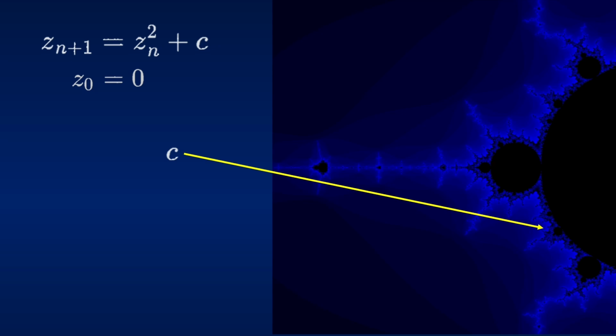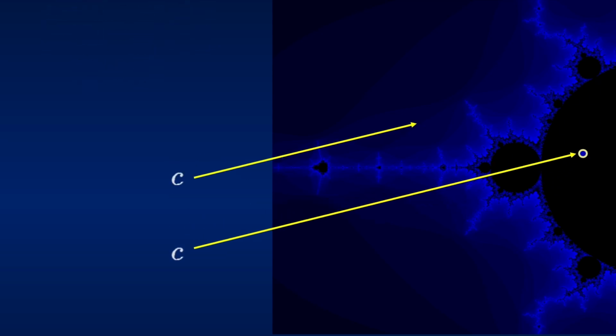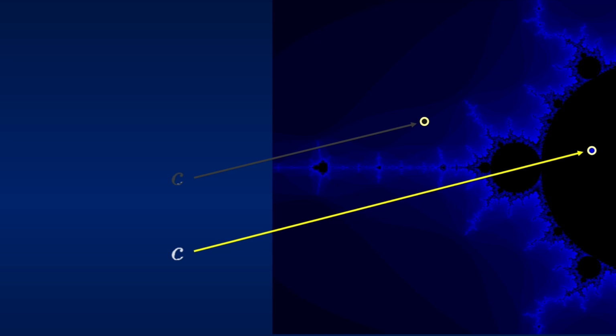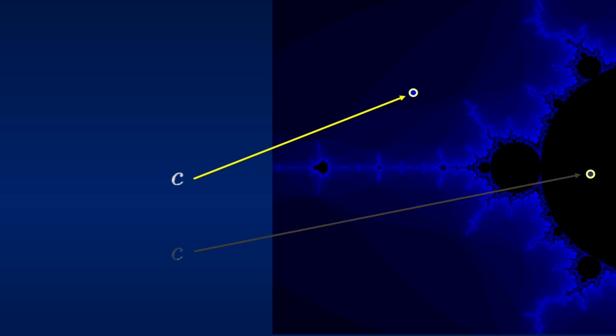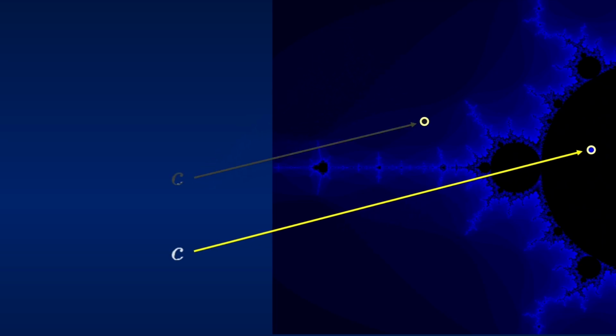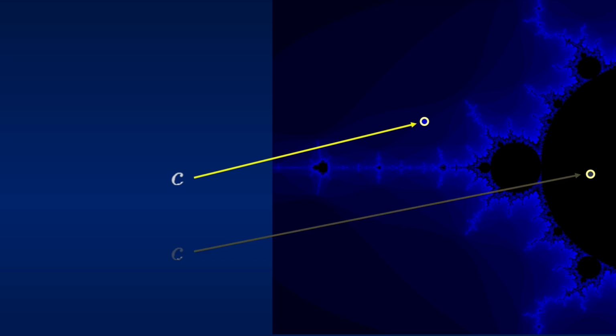Z starting at 0. For some values of c it will run in a loop. For other values it will explode. The numbers that run in a loop are part of the set. The others that explode are not, and we will assign them a color, depending on how long they take until they explode. Let's get to work.